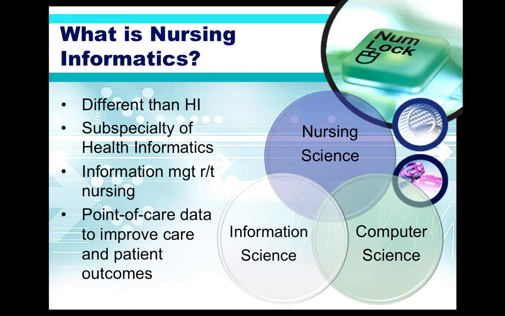And where it all comes together is how we use information science, and this would be the people that are more educated in the areas of how information is retrieved and disseminated, like health records specialists, and computer science people, which are the ones that are specialists in the area of how computers function in the language and how computers process information and manage data.